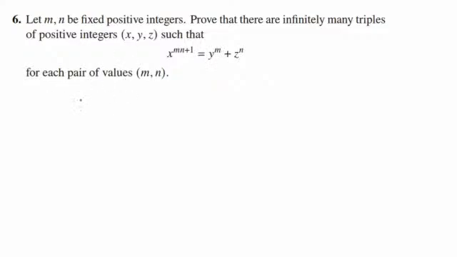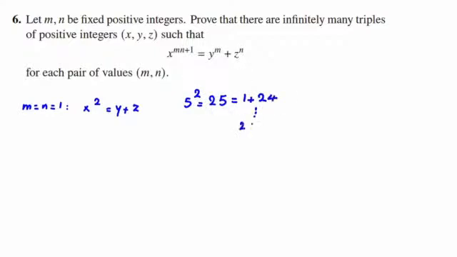For this problem, we try to use small examples. For example, if n equals 1, it will be x squared. It says m and n are fixed positive integers. x squared equals y plus z. So obviously, we have many answers for this because we calculate x squared. For example, 5 squared, 25. x, y, z are positive integers.